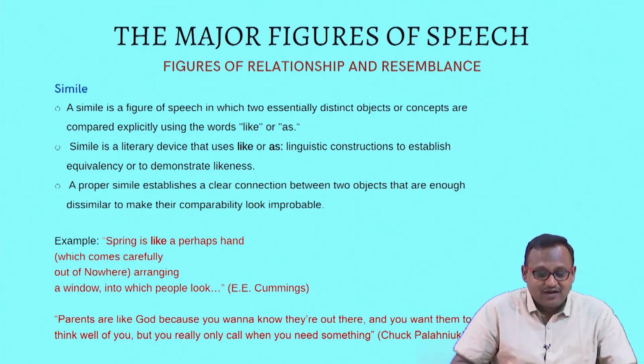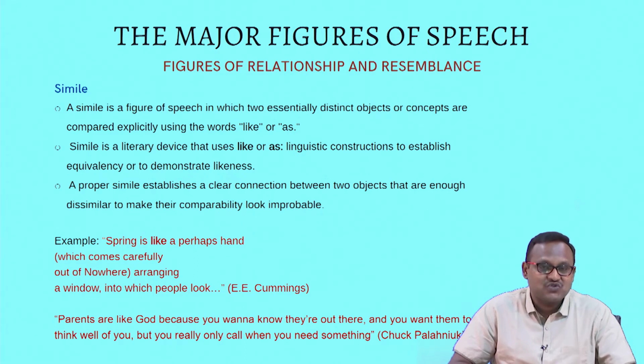Therefore, you can say that simile is a literary device. It is a literary device that makes use of words such as like and as, and here the linguistic constructions are employed to establish equivalence. They are used to establish equivalence and demonstrate likeness, commonality.